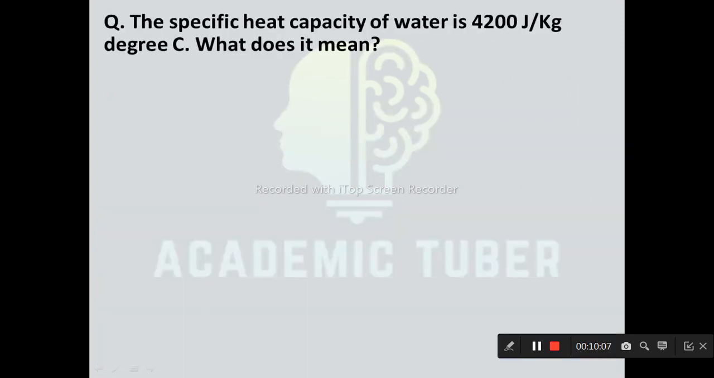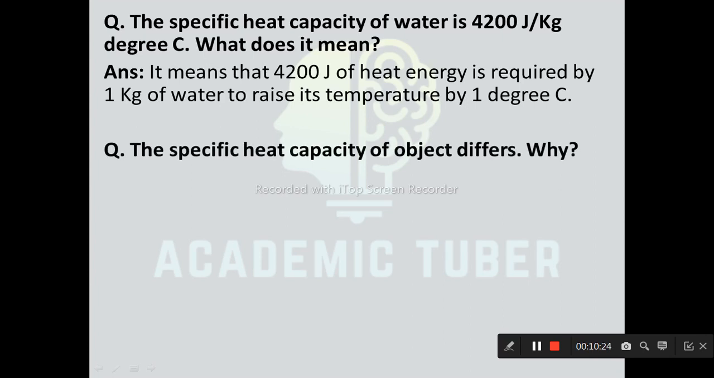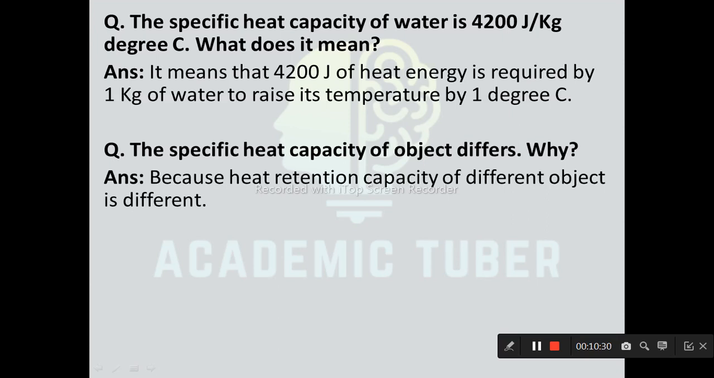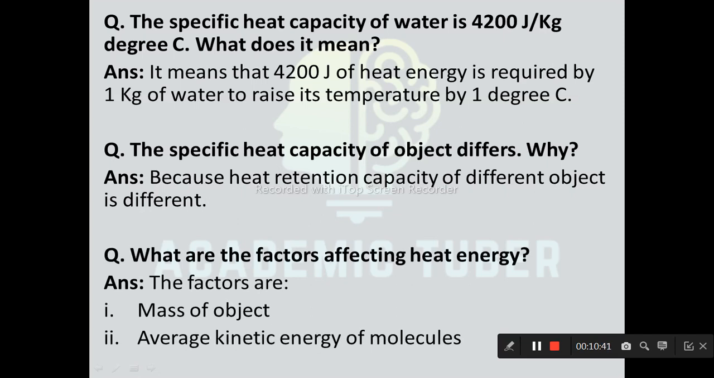So here is a question related with specific heat capacity. The specific heat capacity of water is 4200 joule per kg degree Celsius. What does it mean? It means that 4200 joule of heat energy is required by 1 kg of water to raise its temperature by 1 degree Celsius. The specific heat capacity of objects differs. Why? Because the heat retention capacity of different objects is different. What are the factors affecting heat energy? The factors affecting heat energy are as follows. First one, mass of object, and second is the average kinetic energy of molecules.